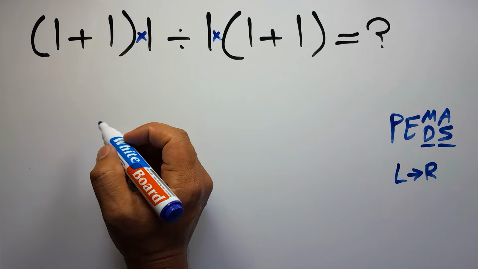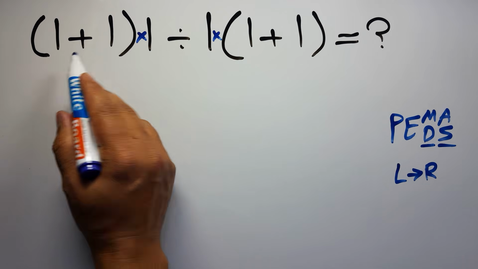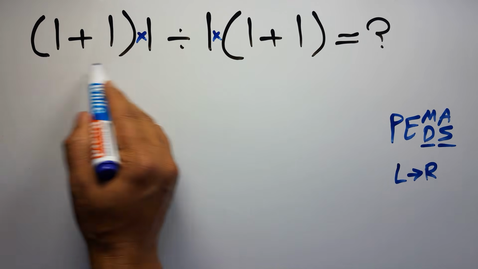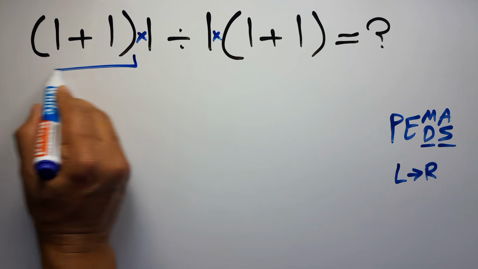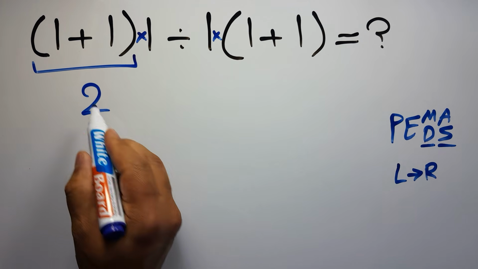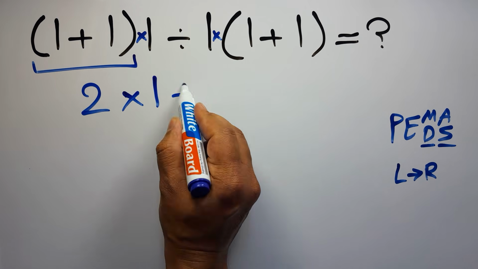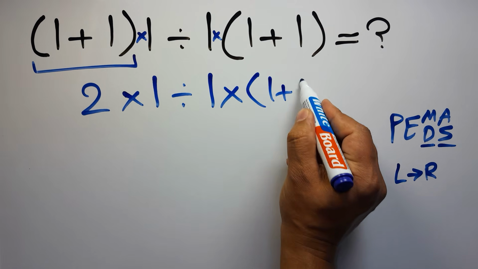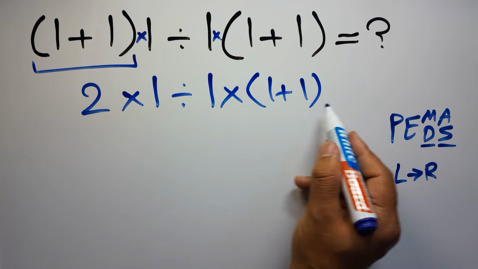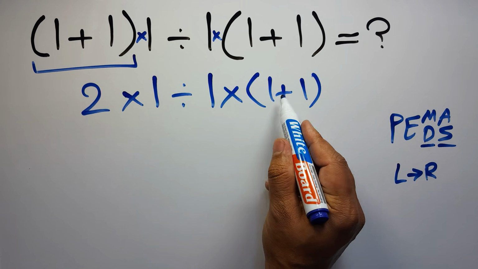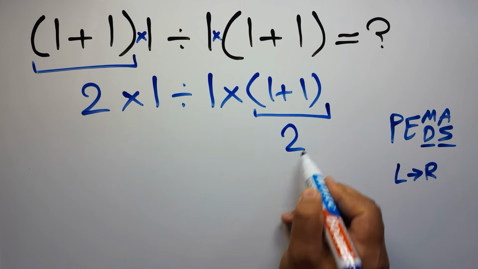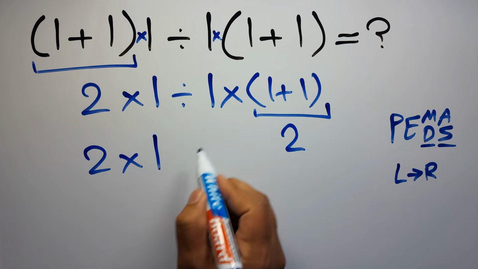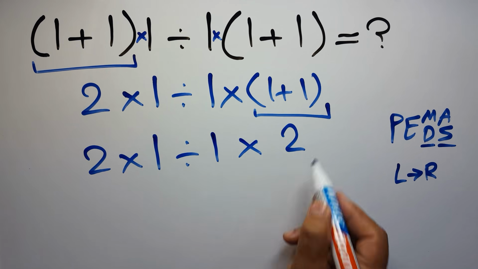First, we have to do parentheses. When we have more than one parenthesis in an expression, we have to work from left to right. So first, this parentheses. 1 plus 1 gives us 2. So we have 2 times 1 divided by 1, then times this parentheses. Now we have to do this parentheses. Inside this parentheses, we have 1 plus 1, which equals 2. So we have 2 times 1 divided by 1, then times 2.